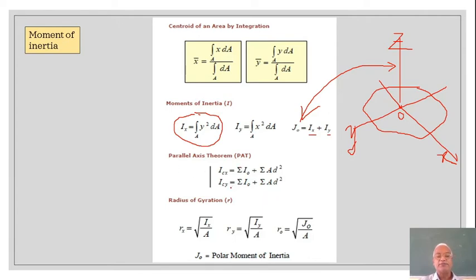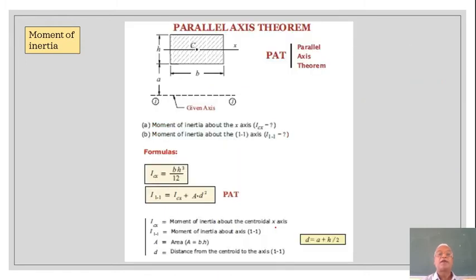Parallel axis theorem, you know already, we have been using: moment of inertia about the centroidal axis plus A d squared, that's what it is. And the radius of gyration r is equal to the root of I by A. It's a general thing. Okay, parallel axis theorem.